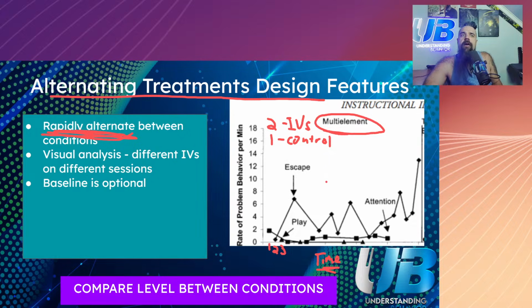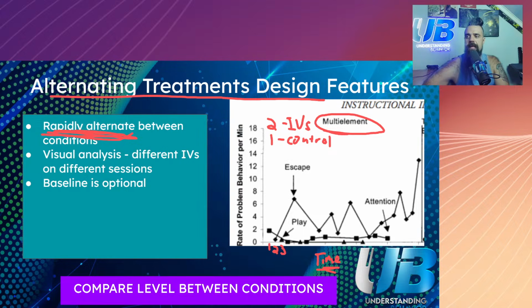One option for the multi-element, instead of doing a baseline condition, is a baseline or control condition that is just thrown into the mix. We saw that in this chart, where our play condition is our control condition. It's just thrown into the rapid alternation between all of these.